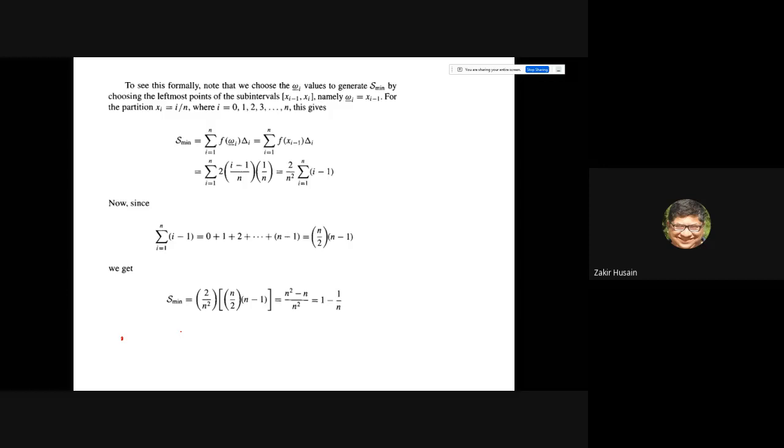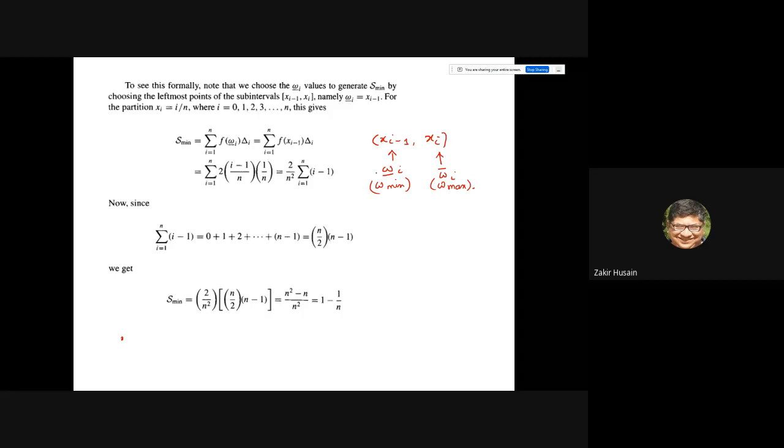So let's look at it formally. So here we have used the underscore. This means we are generating the minimum Riemann sum. So S min is simply the summation of these subintervals into the functional value at each omega. So here we have taken the minimum value of omega, omega underscore. Okay. So omega underscore is basically x i minus 1. If your interval is x i minus 1, x i, this is omega underscore, and this will be omega overscore. Right? Okay.